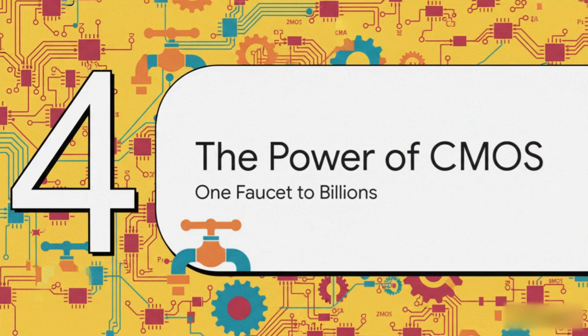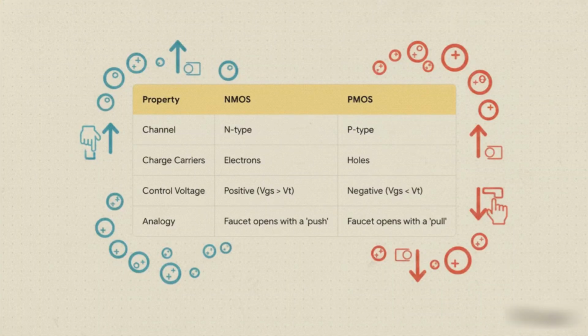A single faucet is useful, sure, but the real magic, the real power, comes when you combine them by the billions. And to do that efficiently, our standard MOSFET, the NMOS, needs a partner, a perfect opposite. And here it is. Meet the P-channel MOSFET, or PMOS for short. It's the perfect yin to the NMOS's yang. Where the NMOS uses negative electrons to carry current, the PMOS uses positive charge carriers called holes. You can just think of them as bubbles flowing the other way.